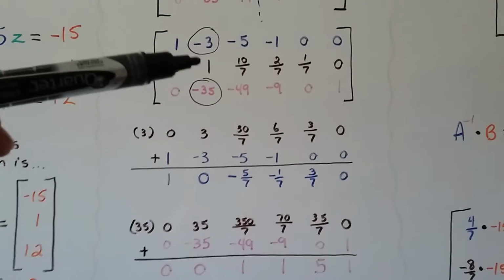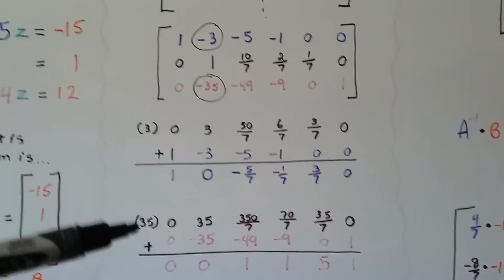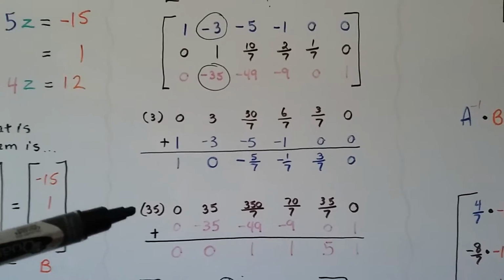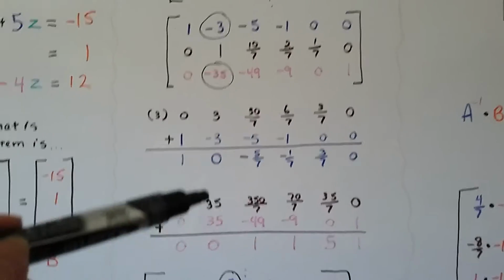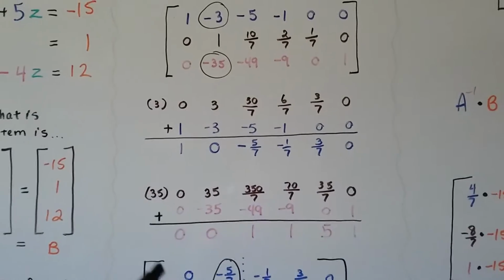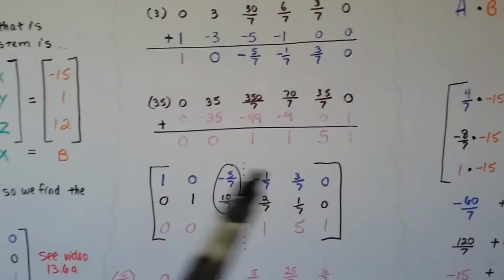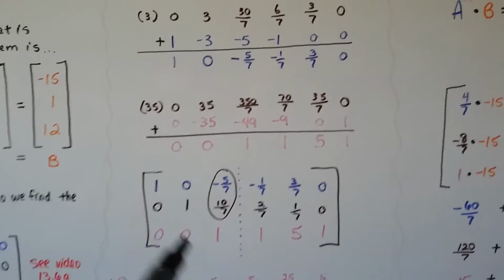So now we need to multiply this by 35. So we multiply the brown one by 35, and we add it to the pink one, and that makes a 0 pair here. And now this is our new matrix.